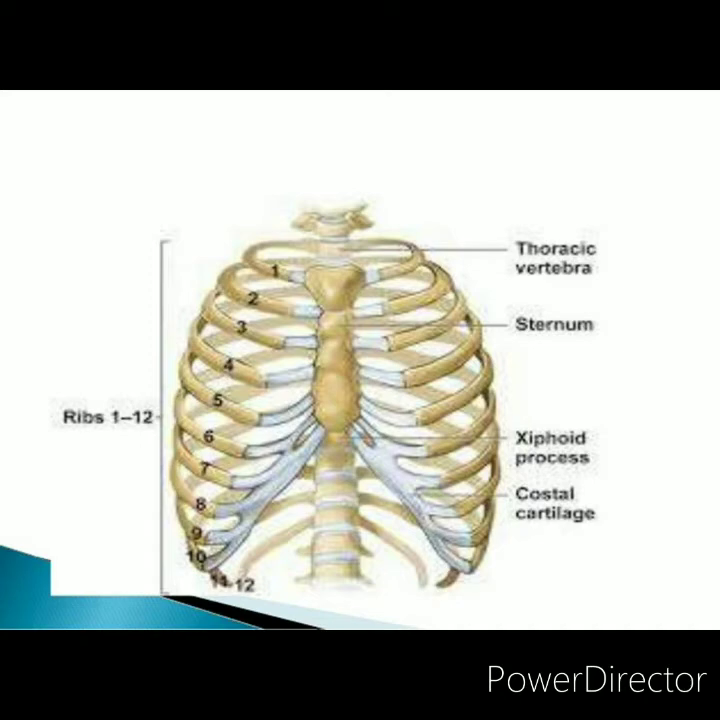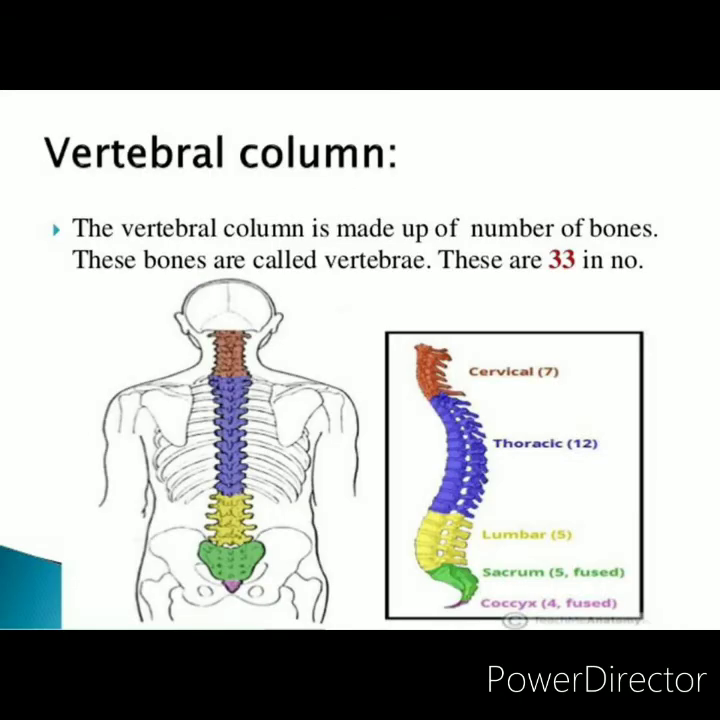Okay, so this is about the vertebral column. The vertebral column is made up of a number of bones. In total, 33 bones are available, and each of these 33 bones will be known as a vertebra. Okay, we are talking about the spine. I have given color pictures for your better understanding.